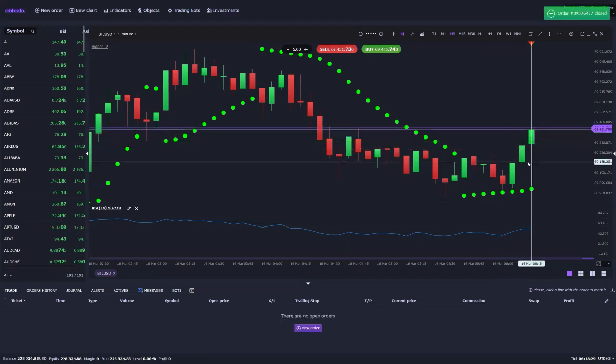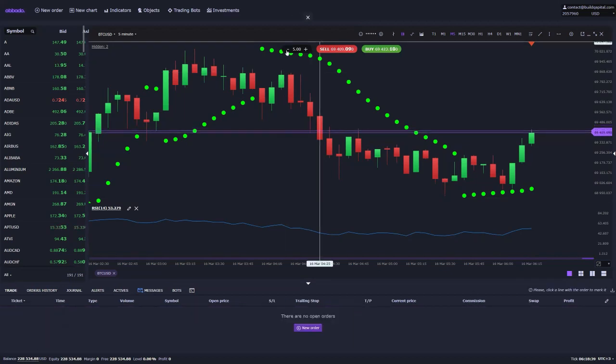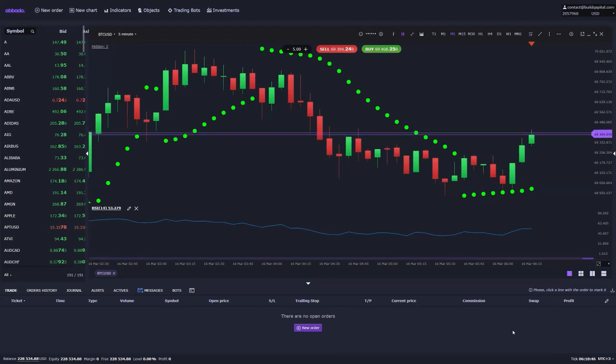And guys, congratulations. We just hit take profit on that trade. And you guys can see right here, we hit take profit of $271. Now I'm trading with 5 lot size, and we set our take profit at 50 points. So congratulations to everybody following along.